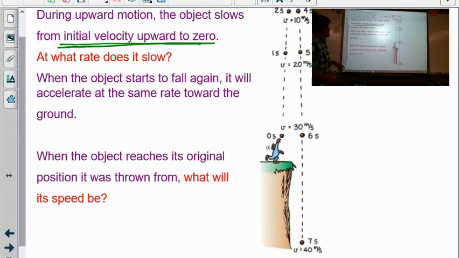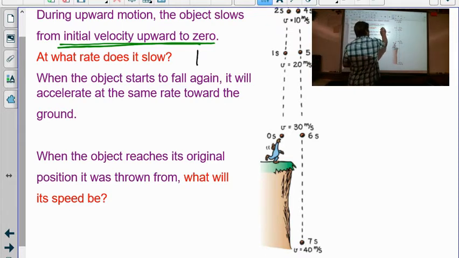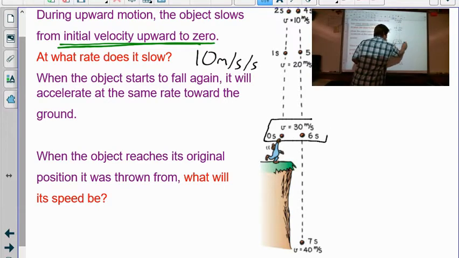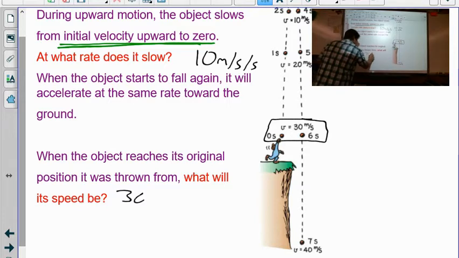Let's see, so when the object starts to fall again, it will accelerate at the same rate toward the ground. At what rate does it slow? That is at 10 meters per second, okay? So every second it will slow down by 10 meters per second. When the object reaches its original position it was thrown from, what will its speed be? Well, that is right there, so 30 meters per second.